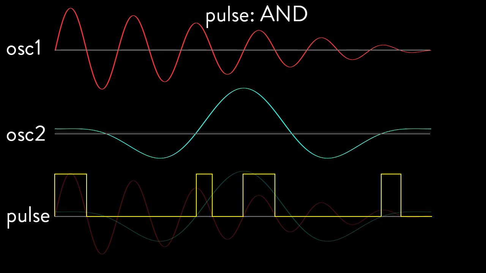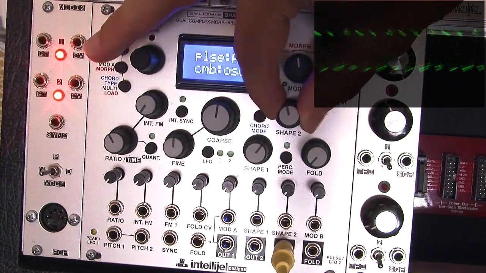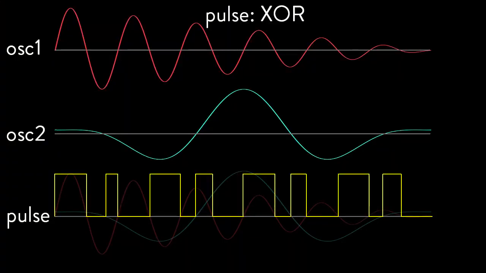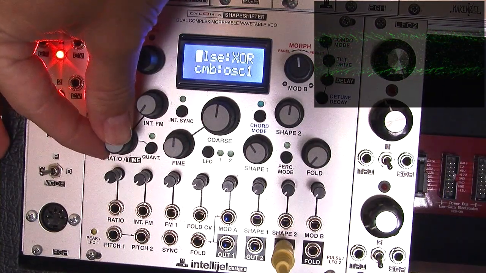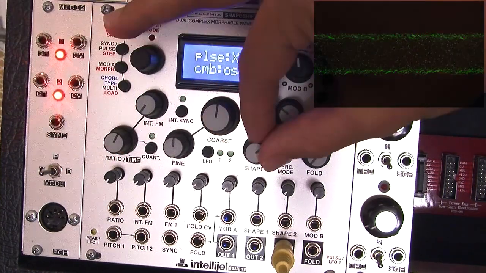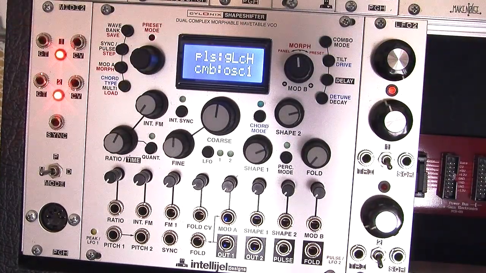The next operation in the pulse menu is a logical AND operation. AND is a little bit brighter. The next operation is exclusive OR, even brighter still. The final operation is glitch, just like we described earlier. It's sort of complicated. It has to do with phase shifting and basically gives you a pretty glitchy sound, and that's what you're going to get out of this.